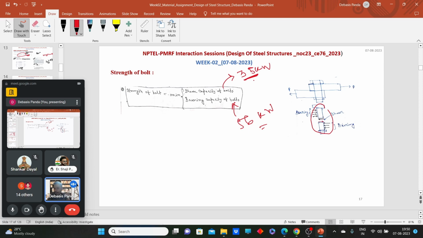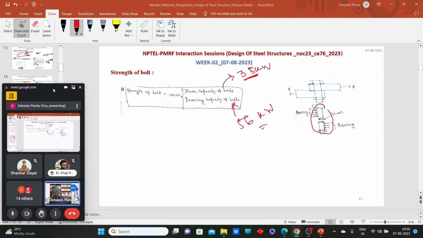Now we have to understand the strength of the plate. Which kind of strength we have to consider for the plates? Because if the plate fails, the joint will fail. So we have to calculate the strength of the plate while designing this type of connection. Okay, so let's go quickly into that.